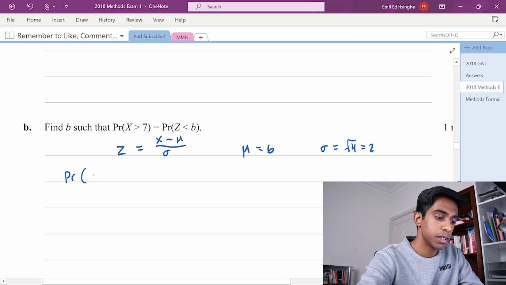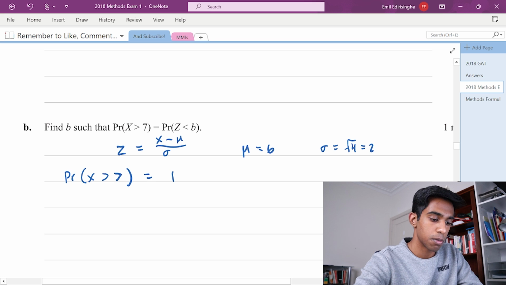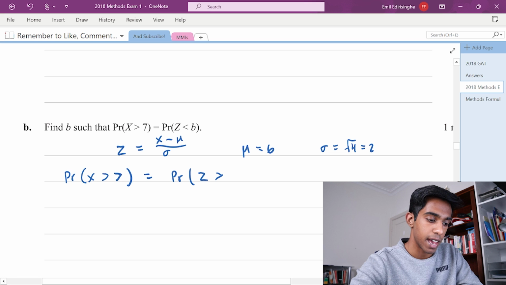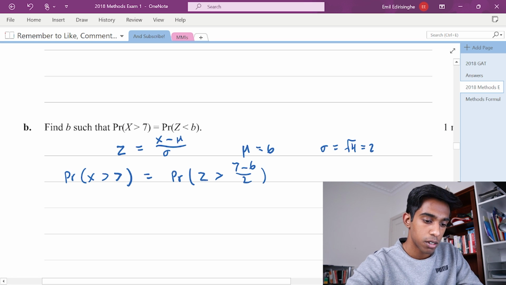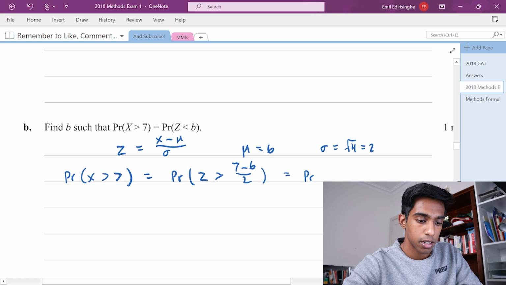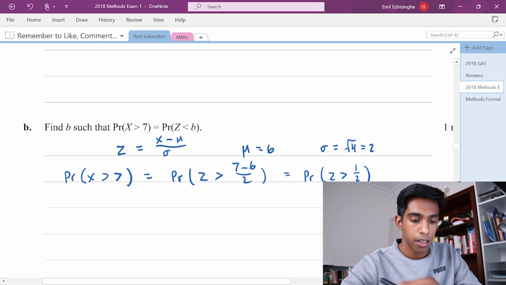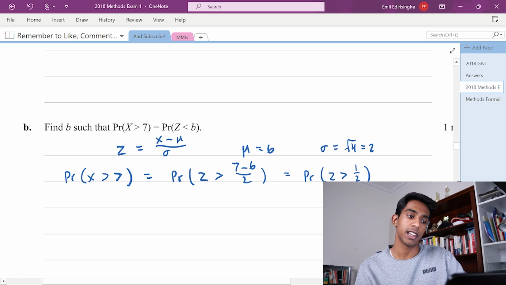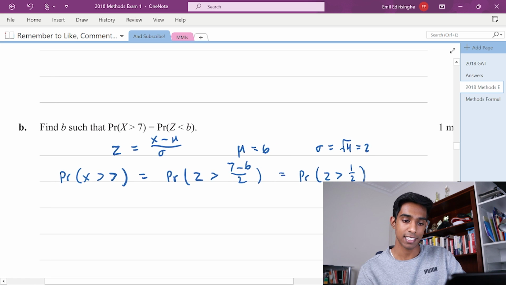So therefore, the probability that x is greater than 7 is going to be equal to the probability that z is greater than 7 minus 6 on 2, which is the probability that z is greater than 1/2. But then the trick in this question is that it's asking not for the probability that z is greater than, but the probability that z is less than.